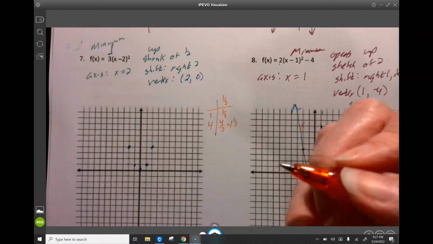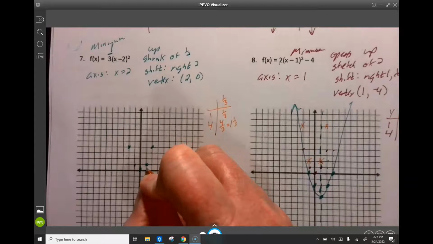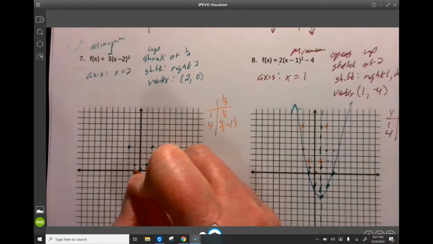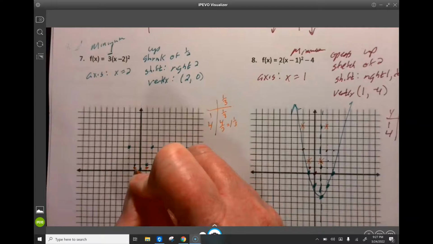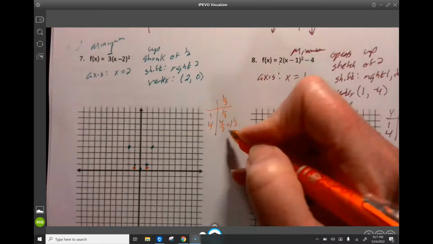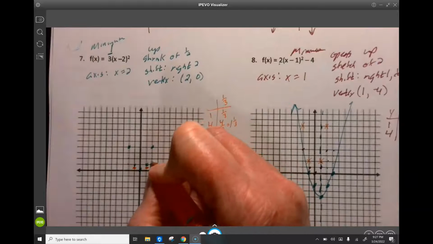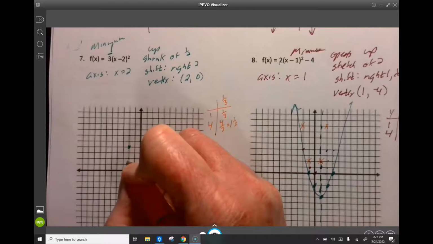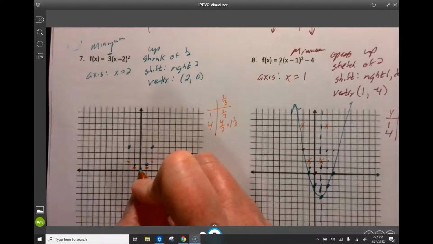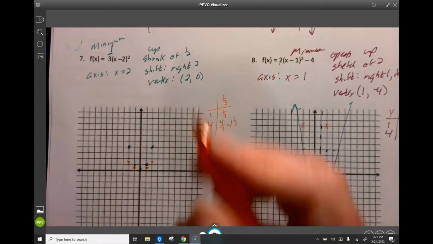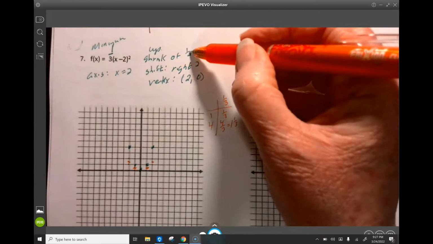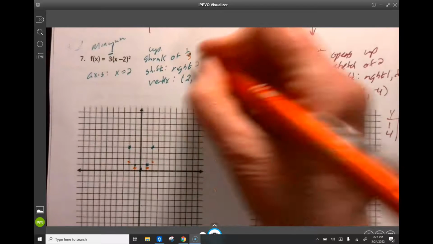Now my 1/3 is going to be pretty much like my 1/2, because it's just going to go right in between. Okay, see those right there? I'm just going to say that's 1/3. And then 4/3, well, that is 1 and 1/3. Oh my gosh, this is going to be wide. Okay, do you see that? And here's your vertex. So we've opened up, shrink of 1/3, not 1/2, sorry.